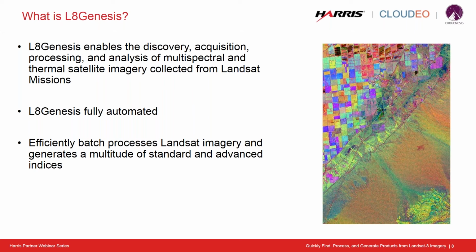The L8Genesis tool represents nearly a decade of collaborative effort to automate the discovery, acquisition, processing, and analysis of multispectral and thermal satellite imagery collected from the Landsat missions. L8Genesis is an extremely efficient way to bulk process large volumes of Landsat-8 data. It's fully automated and generates several commonly used band indices, as well as some more advanced and complex algorithms that users may find beneficial to their analysis. We won't go too much into detail on those just yet. It'll be covered in the following slides.